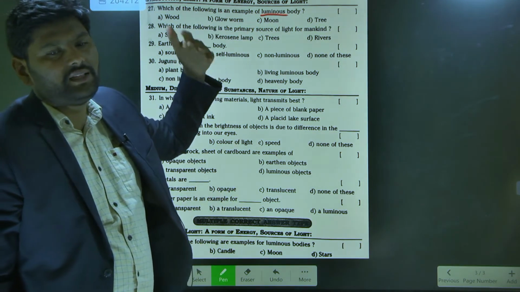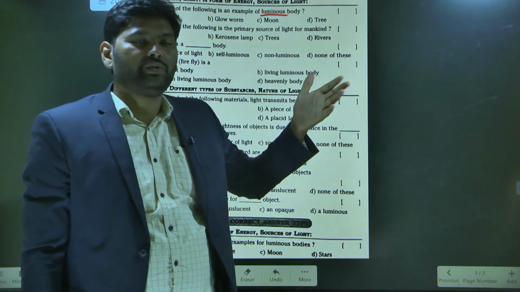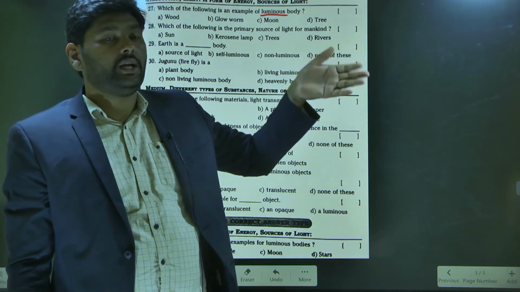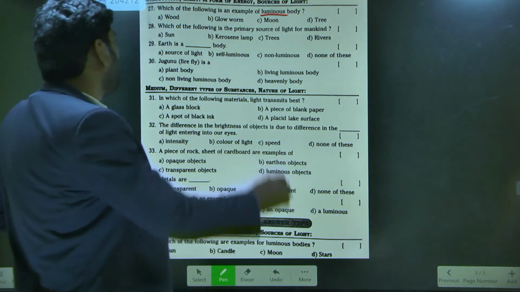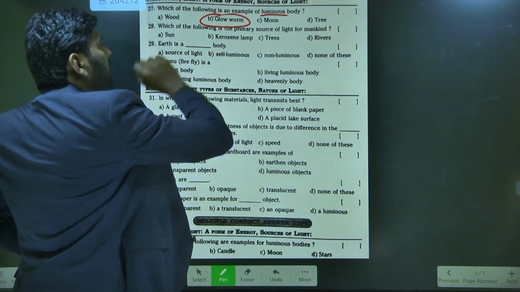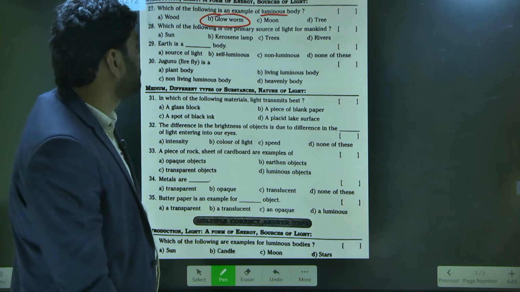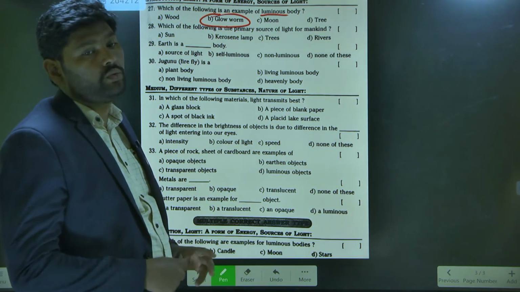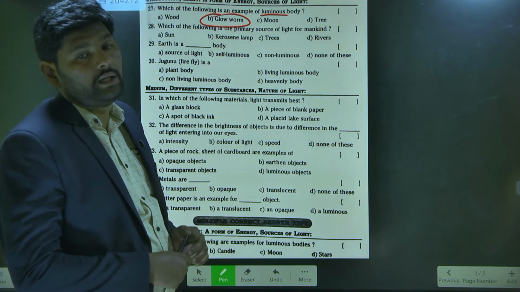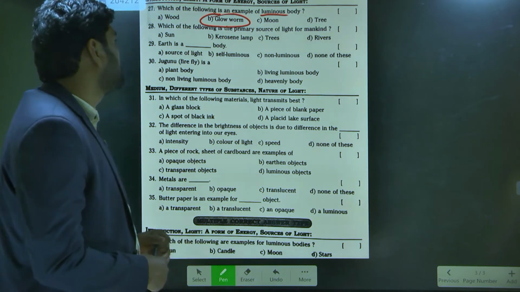They reflect the light rays which fall on them, so that we are able to see these objects. But the glowworm is not a non-luminous body. It is a luminous body. We see light from it since it is a luminous object.